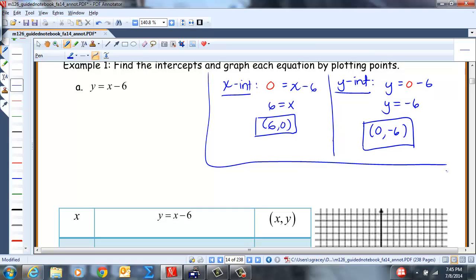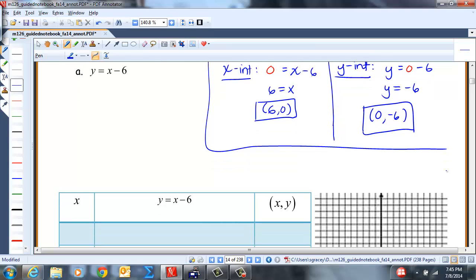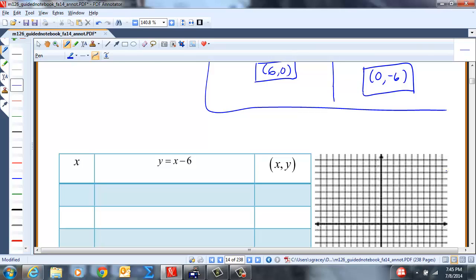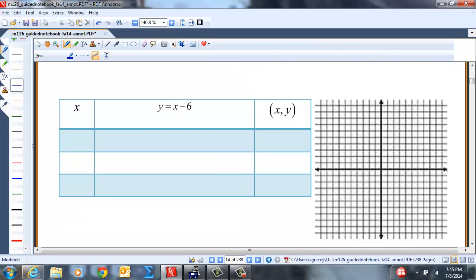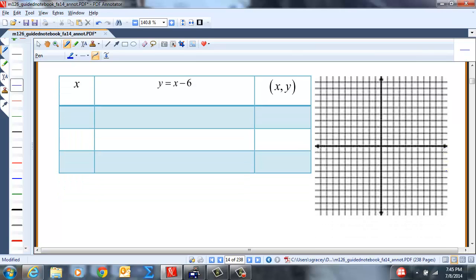So now, doing our graph, we already have 2 ordered pairs, right? We have the intercepts. And why don't we go ahead, we'll start out by graphing a few extra ordered pairs than what we might need. Just as a reminder, we already did this one where x is 0. We got y was 0 minus 6, so we got y was -6. So we'll use that as one of our ordered pairs.